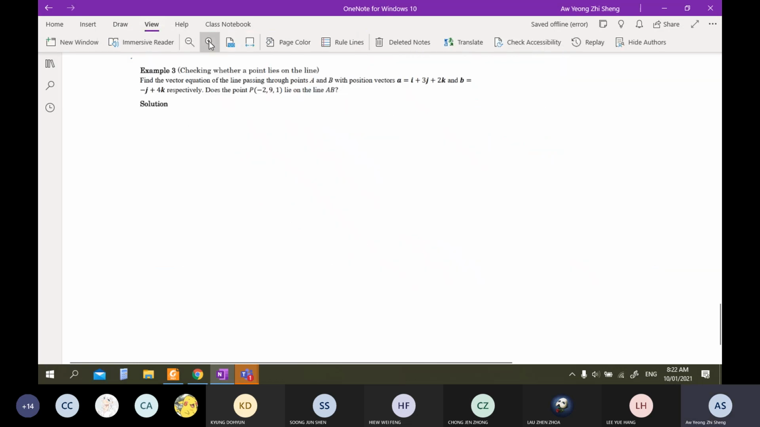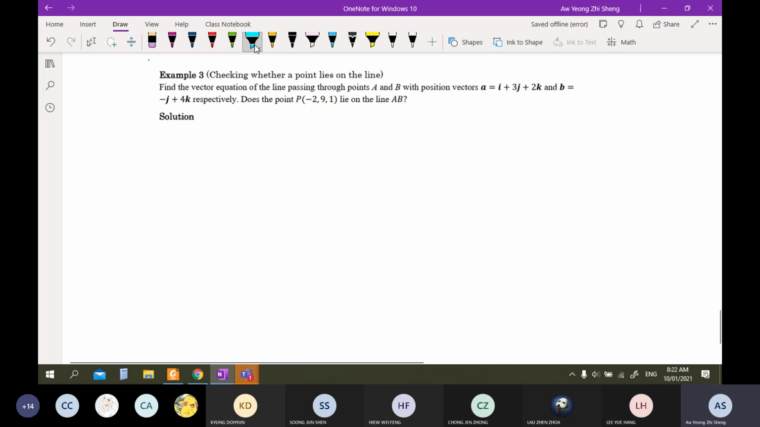Okay, so there are 2 tasks here in this example 3. First is to find the vector equation of the line passing through points A and B with the position vectors given. Second, does the point P lie on the line AB?